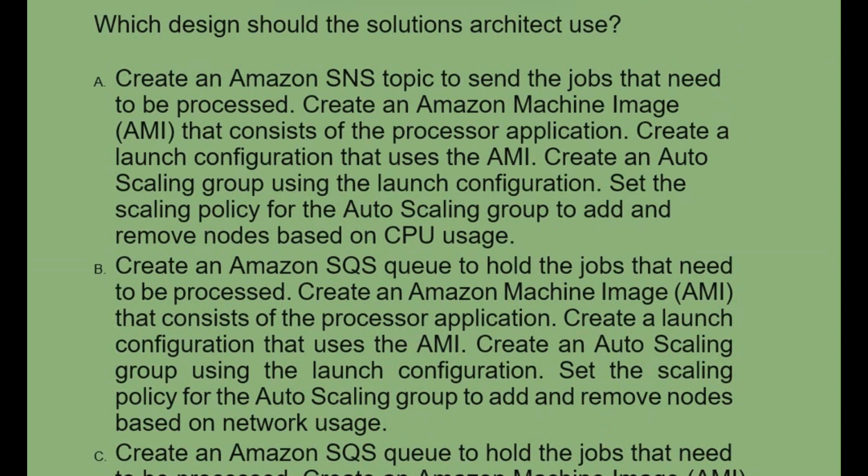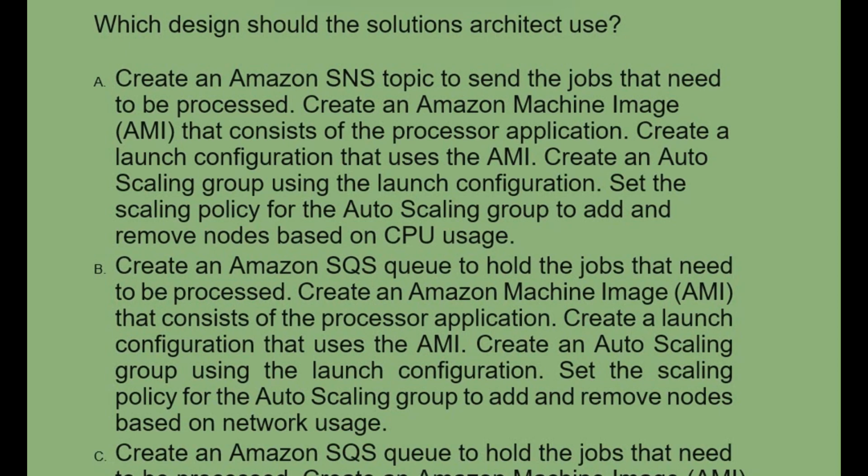Option A. Create an Amazon SNS topic to send the jobs that need to be processed. Create an Amazon machine image, AMI, that consists of the processor application. Create a launch configuration that uses the AMI. Create an auto-scaling group using the launch configuration. Set the scaling policy for the auto-scaling group to add and remove nodes based on CPU use.